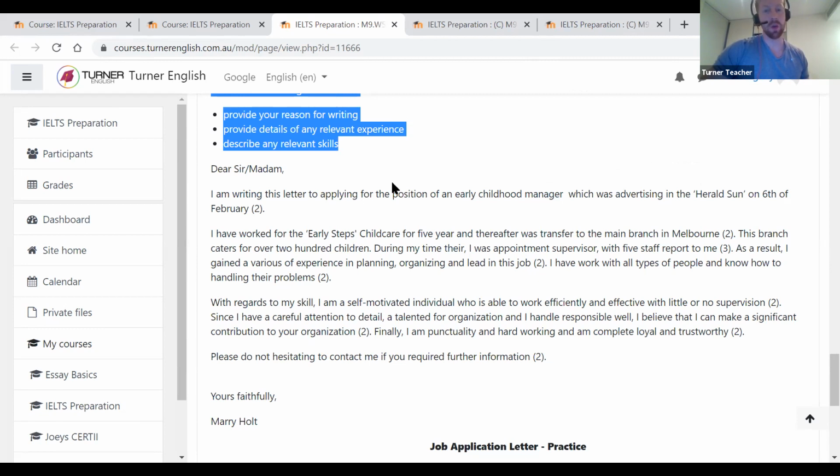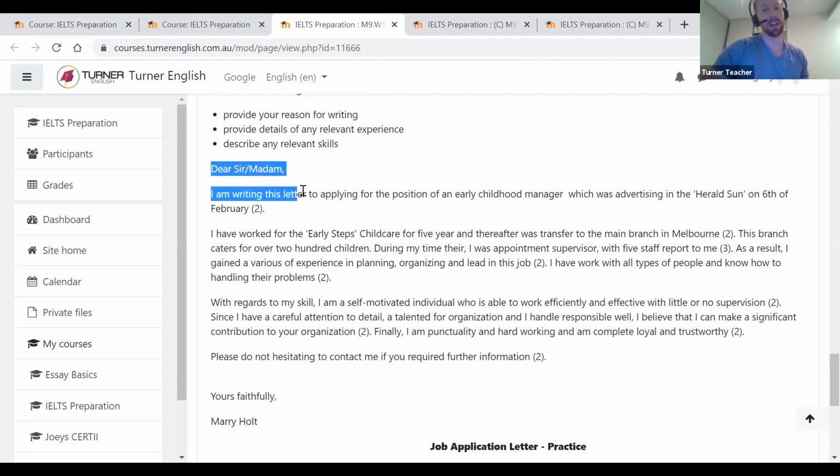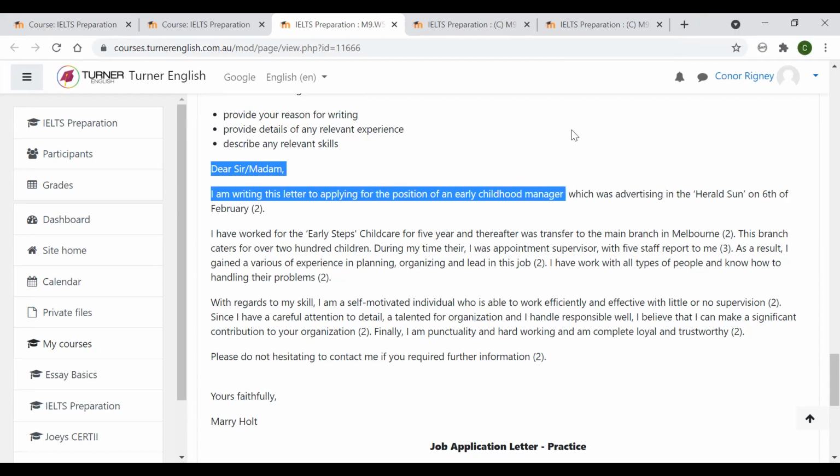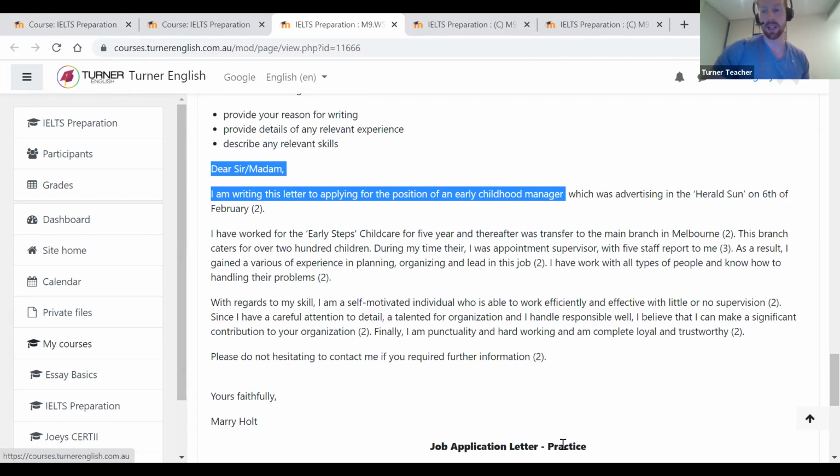Okay, so we will do one together just so you see what you have to do. So for example, dear Sir, Madam, I am writing this letter to applying for the position of an early childhood manager. Can you guys see any mistakes in that? To apply, not applying. Okay, so guys, I'm just going to separate you into breakout rooms for 2 to 3 minutes, and I'd like you just to quickly do that together.